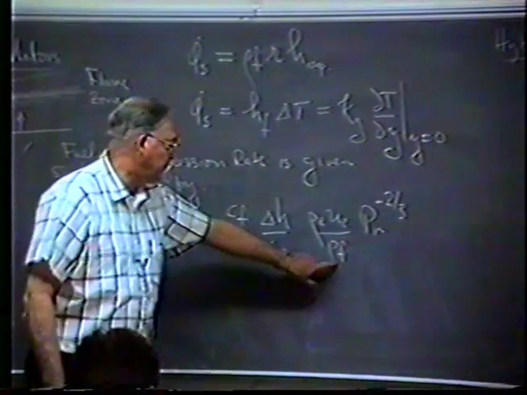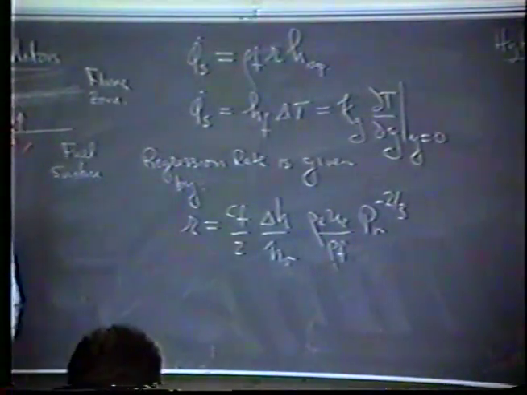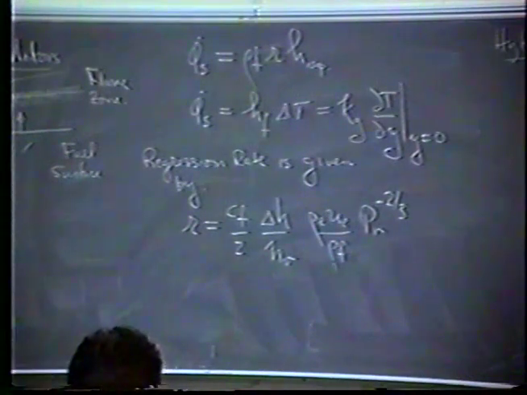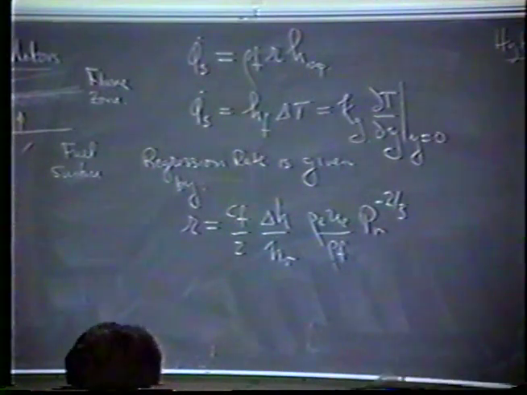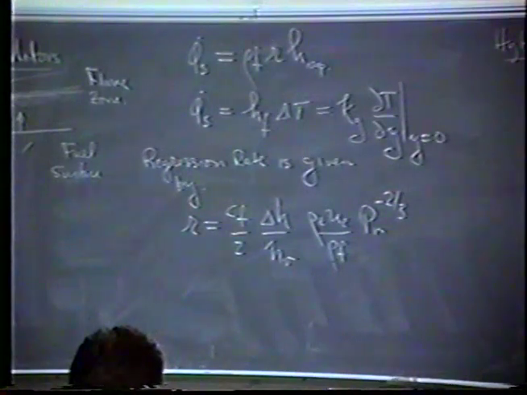That's the density of the fuel. That's the velocity U at the edge of the boundary layer. Did you see this on this schematic? Right there. And that's the density at that edge.